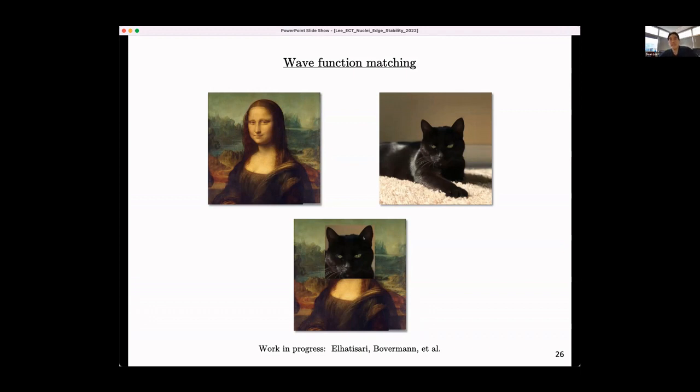Now, this might sound a lot like the renormalization group methods, like the SRG, similarity renormalization group methods that you've probably heard plenty of talks about by my colleagues Scott Bogner, Achim Schwenk, Dick Furnstahl, and others who have pioneered this, and Heiko Hergert for the in-medium SRG. But this is actually something completely different that I will tell you about today. This is work in progress led by Serdar Elhatisari and Lukas Bovermann.